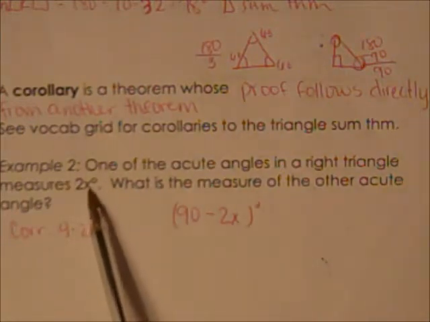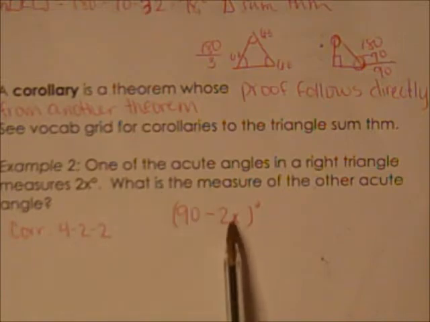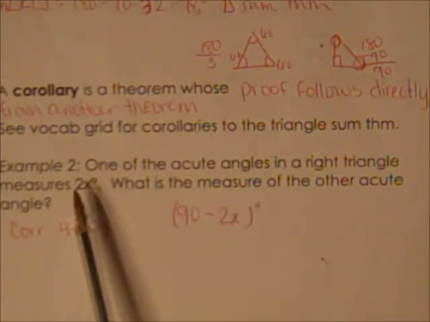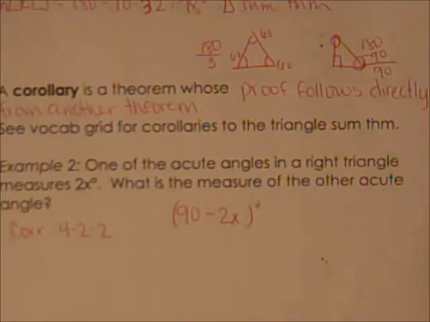If you start with an algebraic expression, you're going to end with an algebraic expression. If I had told you one of the angles is 37, then you would end with a measure because you would just type it in your calculator. But if I give you an x, your answer is going to have an x in it. Okay.